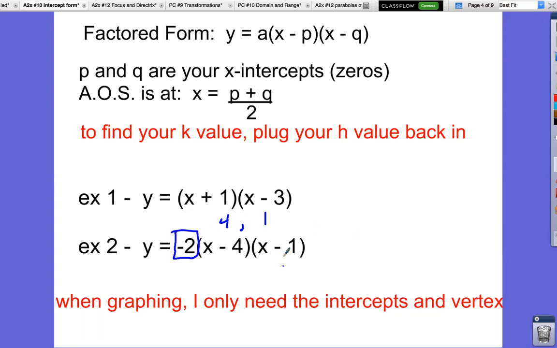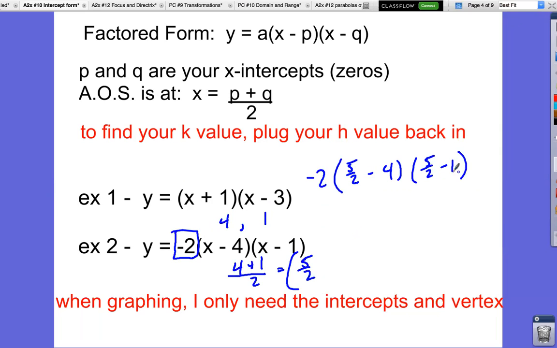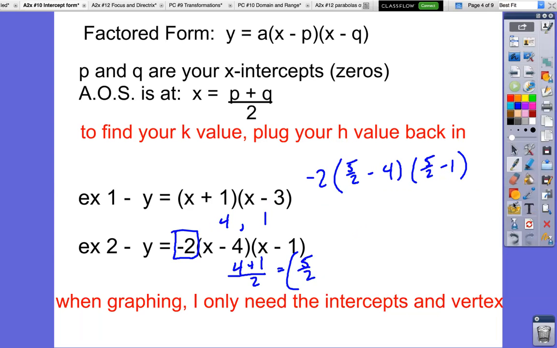All right, so how do I find my vertex? 4 plus 1 divided by 2. Oh man, I got another fraction. So that's my H value. Again, you can use your calculator, that's fine. But notice the theme of today has really been a lot of fractions.